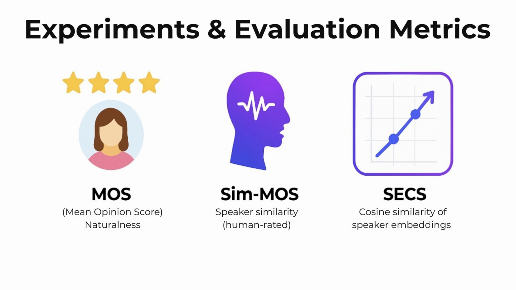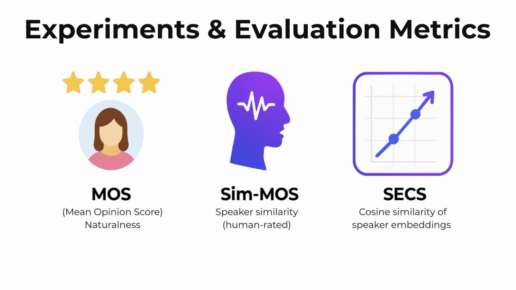We used three key metrics: mean opinion score. Human listeners rate how natural the generated speech sounds on a scale of 1 to 10. Speaker similarity, or SIMMOS, again rated by humans, but this time they judge how close the generated voice is to the target speaker's voice. Speaker encoder cosine similarity, or SECS.